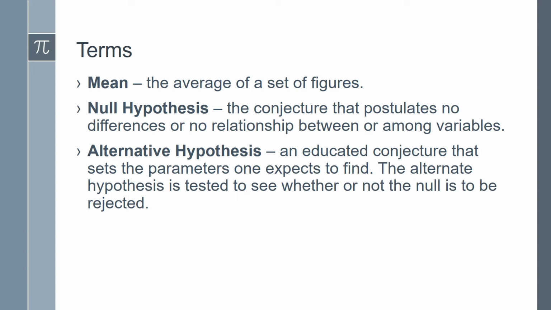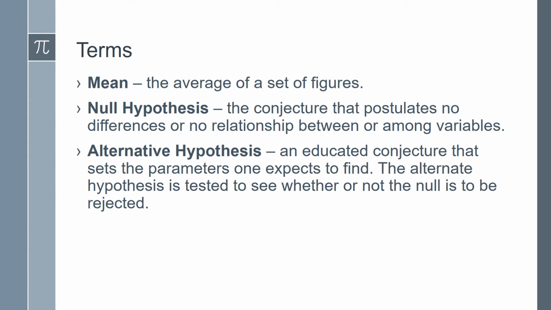So the null hypothesis is the conjecture that postulates no differences or no relationship between or among variables. The null hypothesis, denoted by H subscript 0, is usually the hypothesis that some observations result purely from chance.